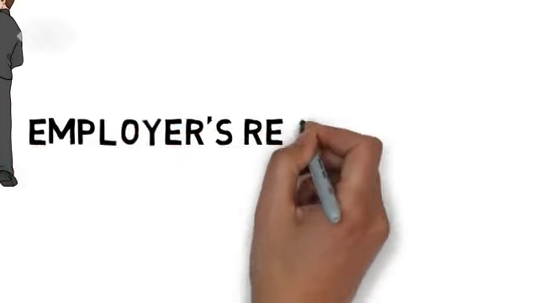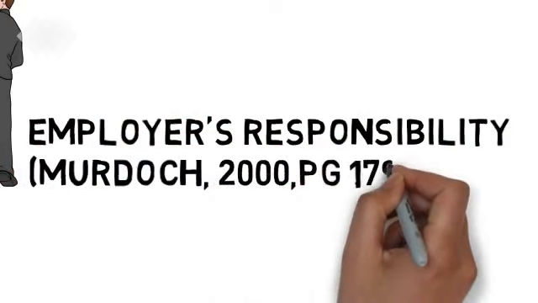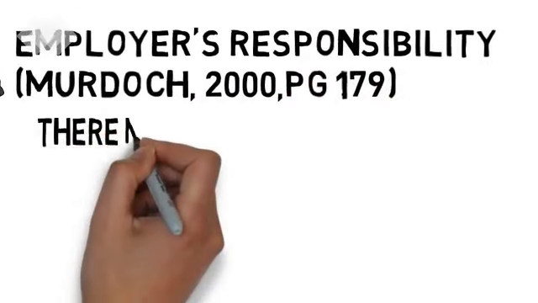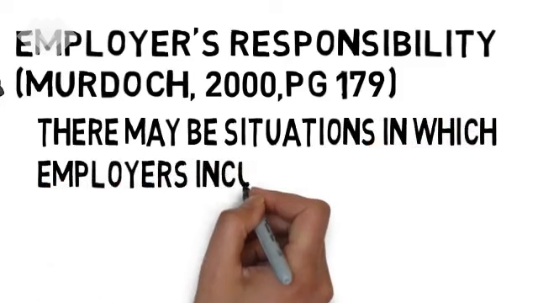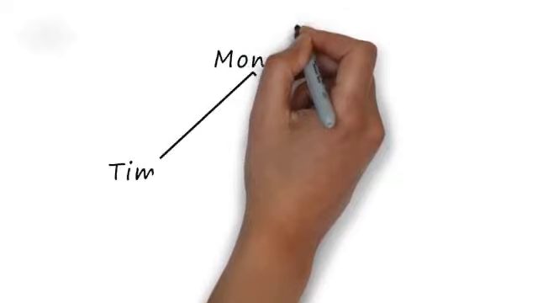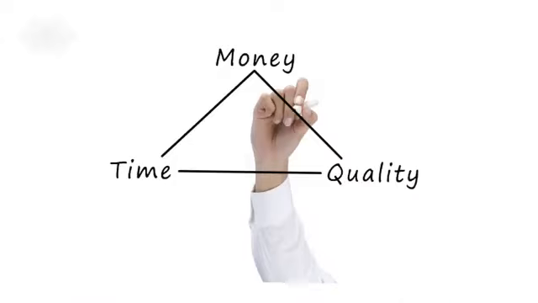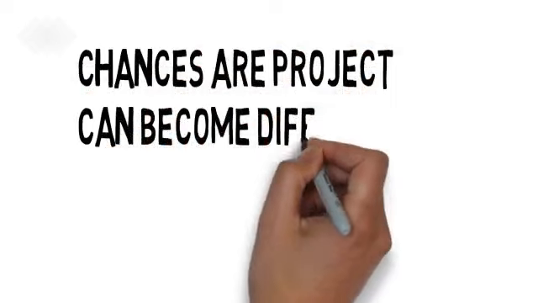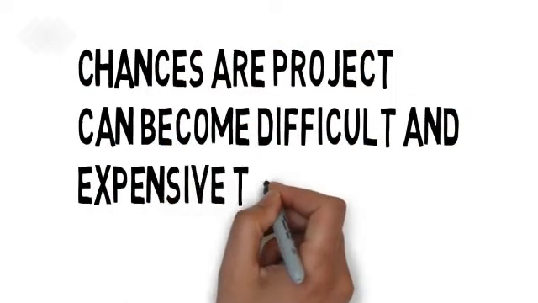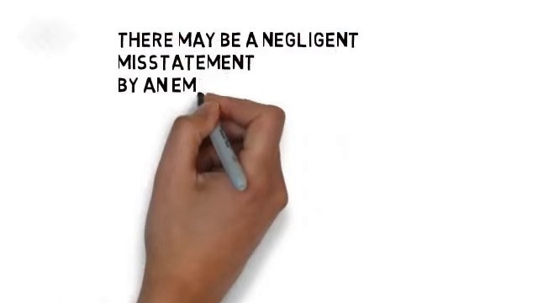Employer responsibility. There may be situations in which the employer incurs liability when the project proves to be unexpectedly difficult and expensive to carry out. Money, time, and quality are the main gist of a project. So the question is why the project can be more expensive and difficult. There may be a negligent misstatement by the employer or his design team.